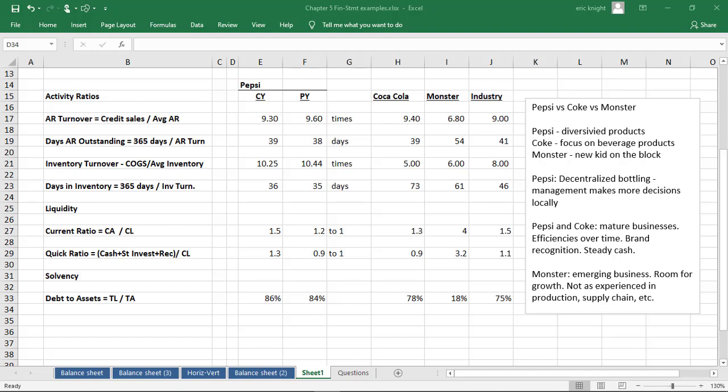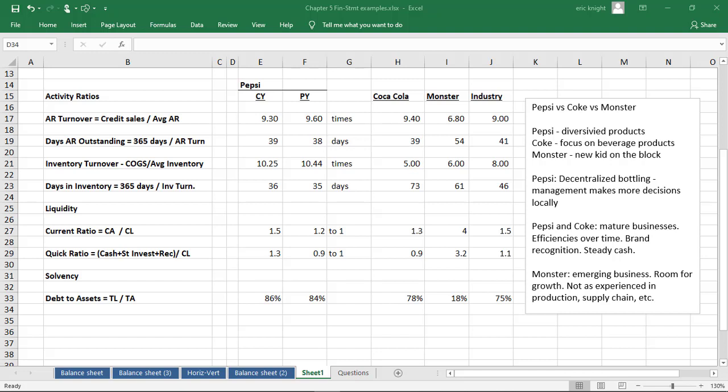However, because Pepsi and Coke enjoy such great brand recognition and such long-term efficiencies, that's probably why they went with the obligations versus equity in order to finance the assets. Monster, on the other hand, being the new kid on the block, in order to reduce their potential risk, they did go with more of the investments to get the resources they need, the assets. And so this bodes well for all three companies.